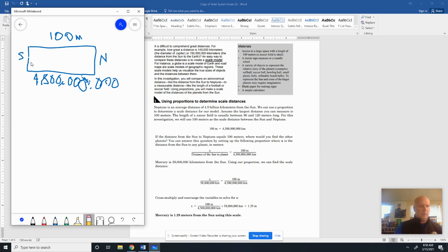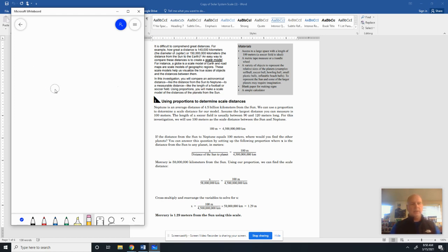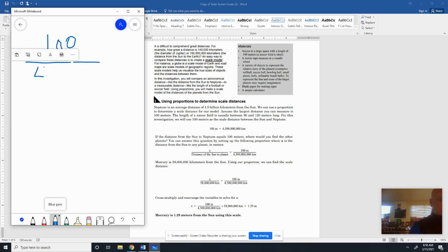I'm going to erase this real quick. Now, what I need to do is set up an equality because we're trying to create a scale that we can put every planet out on that football field. So what I want to do is say 100 meters is equal to 4,500,000,000.